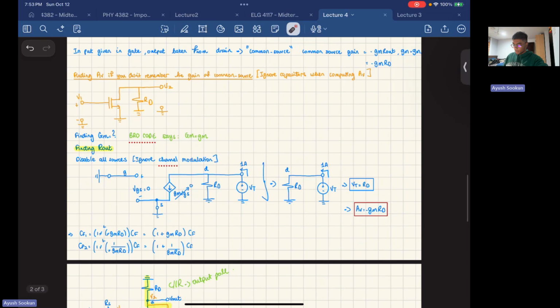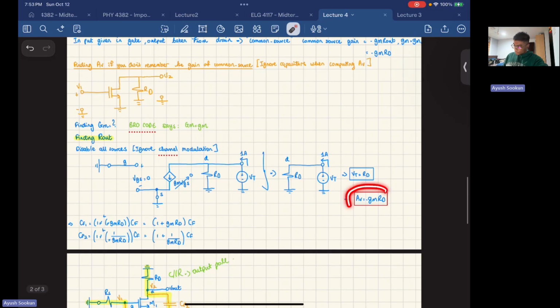We're finding the output resistance. If you notice here, VGS is equal to 0 because the gate is grounded and the source is grounded. So that means VGS is equal to 0, and your circuit simplifies to this. Because we're given VT here, with 1 ampere of current inside your circuit, VT will be equal to RD. So your gain is going to be equal to minus GMRD, which is basically what we have here, if you do not remember the gain equation.